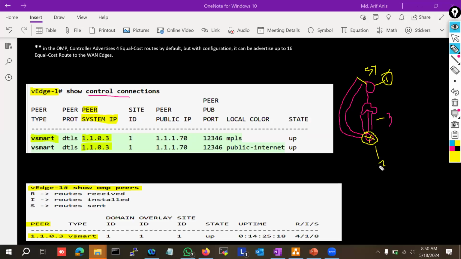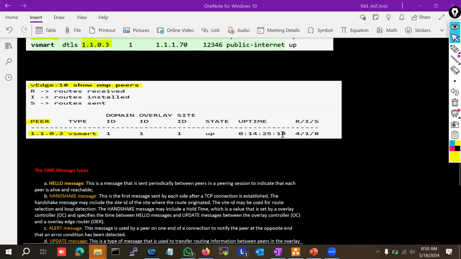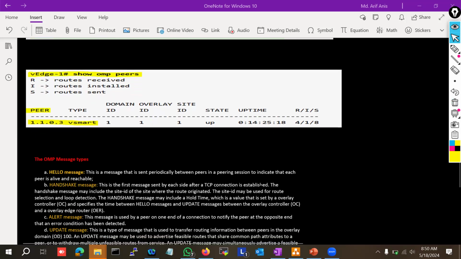All devices have a unique system IP, like our router ID in traditional networking, like OSPF, BGP or EIGRP. So the OMP pair will be formed with the system IPs. On a vEdge router you run show omp peers, and on a cEdge router you run show sd-wan omp peers, and you will get this peer information. So you can see we have two TLOCs, but we have a single OMP peer.